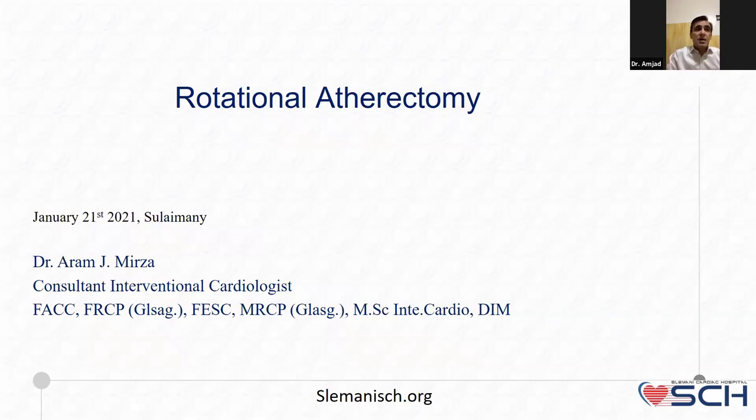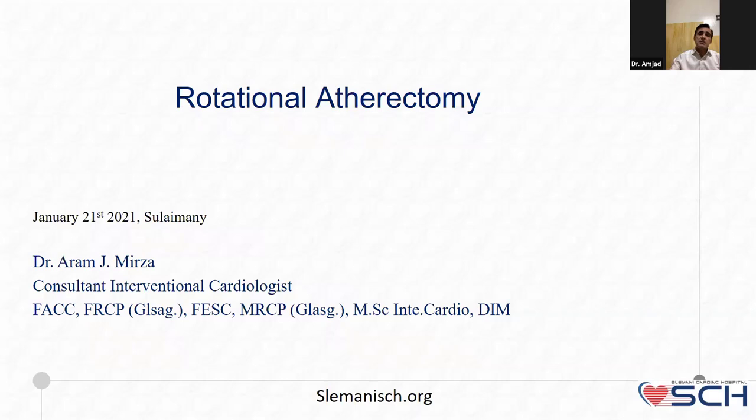Good evening everyone. Today's session is about rotational atherectomy. As we know, rotational atherectomy is a technology that enables PCI for calcified coronary lesions. It works by the principle of differential cutting. It preferentially ablates the hard, inelastic calcified plaque. In the last 30 years, this technology has evolved and its objectives have changed.